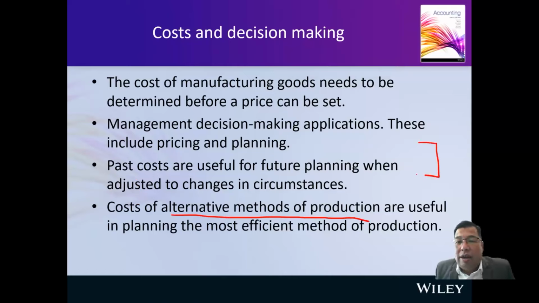If you have this handphone, maybe there are 100 components. You are going to do analysis on these 100 components: which ones you are going to manufacture on your own, which ones you are going to purchase from a third party, or outsource the job to a third party. This is what we call alternative methods of production.